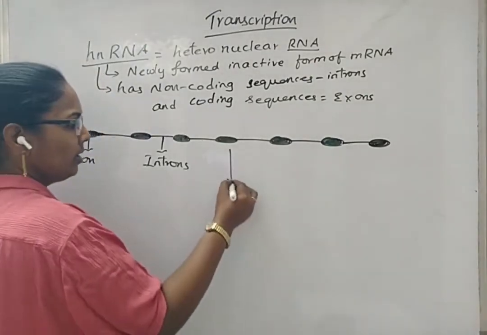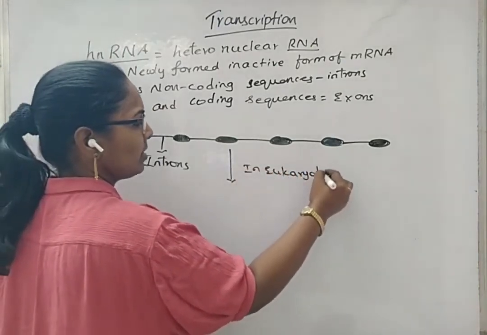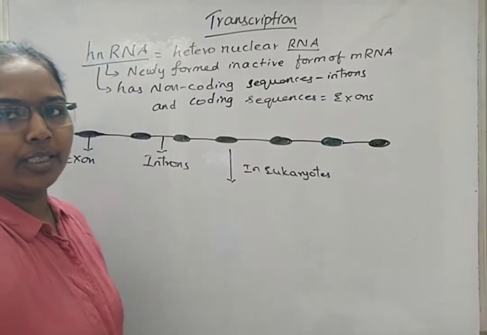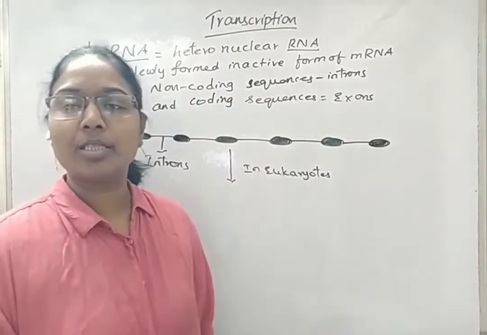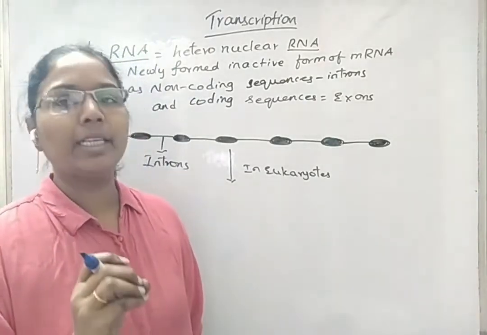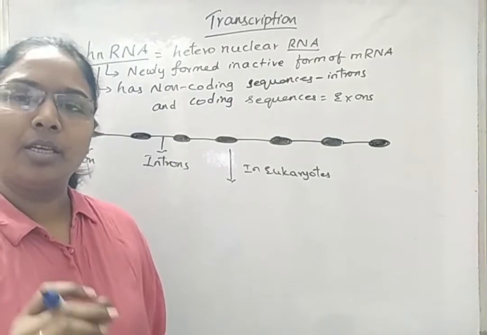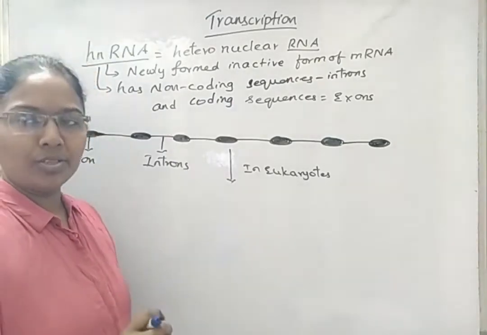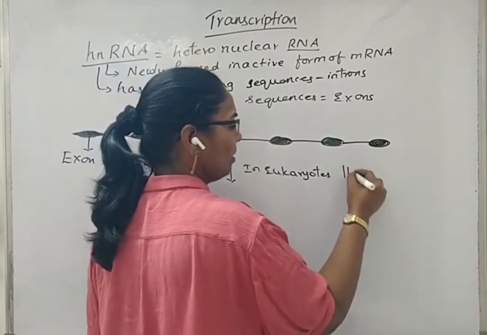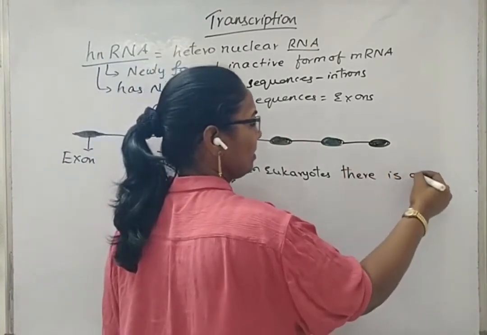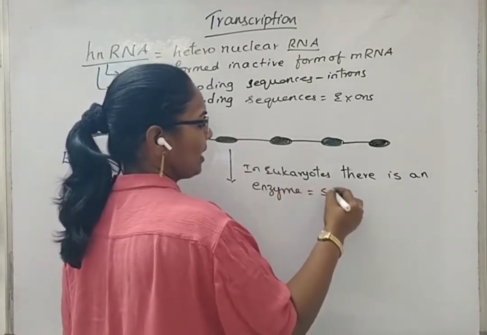So in eukaryotes, since DNA is having coding and non-coding sequences, we have got mRNA like this. In case of prokaryotes, the DNA sequence contains completely coding sequences only. There is no point of non-coding sequences in prokaryotes. So there we get continuously exons only. In eukaryotes, there is an enzyme called spliceosome.